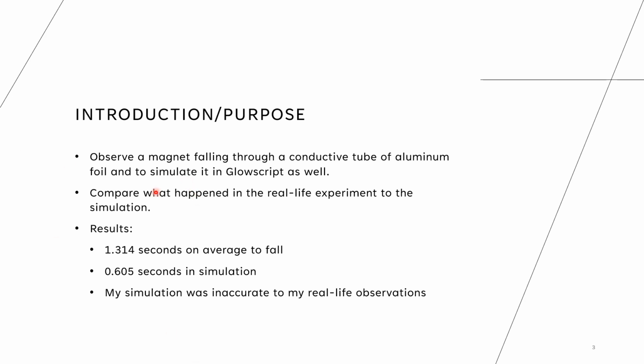The purpose is to observe the magnet falling through a conductive tube of aluminum and apply Faraday's law to it, and to see what changed and how it's happening. And then to compare what happened in the real life experiment to the GlowScript simulation. The results were 1.314 seconds in the real life experiment and 0.605 seconds in simulation. The simulation was inaccurate to my real life observations.